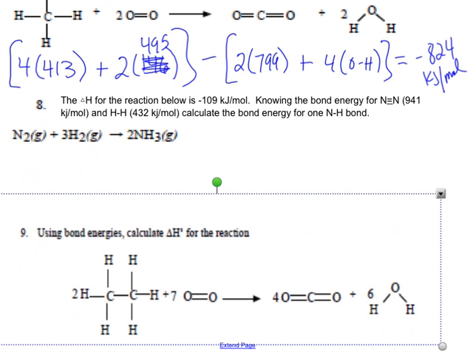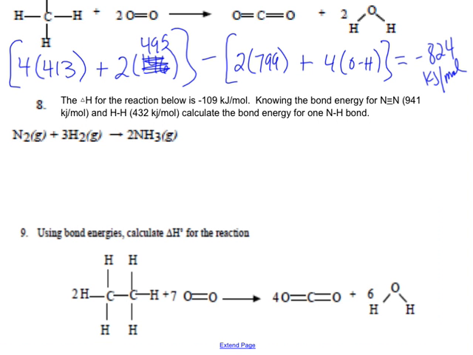Now, this is different. I just changed this problem this morning, so your next in-class problem is different. I want you to write down the new problem. It says the delta H for the reaction below is negative 109 kilojoules per mole. Knowing the bond energy for N triple bond N is 941 and H to H is 432, calculate the bond energy for one N to H bond. Now, I know you can look at your table and get it. That's not the point. You're not going to have that information if you get a question like this on the AP. They'll give you a table leaving out the one bond that you need.